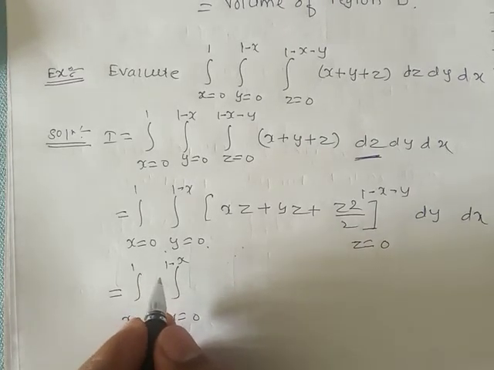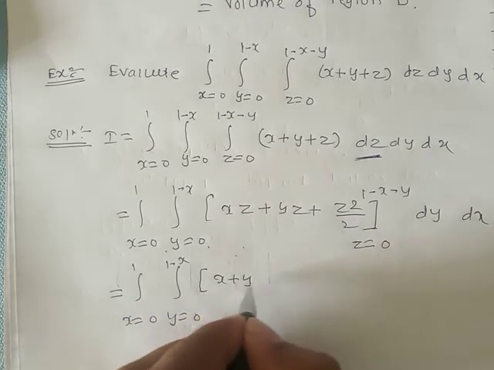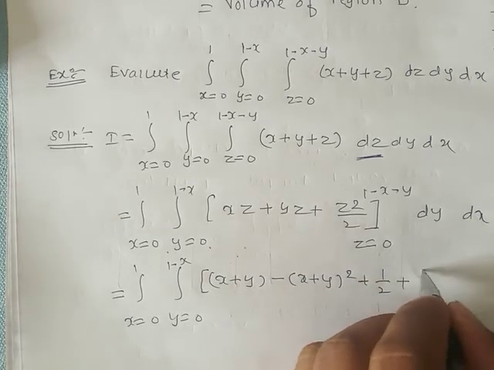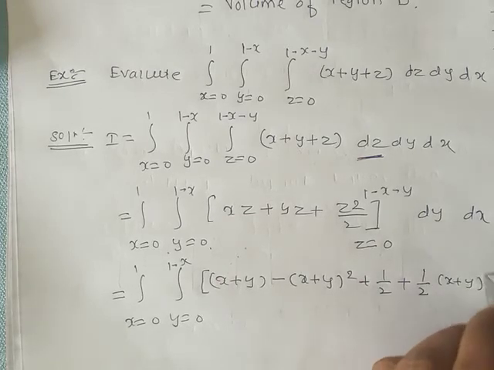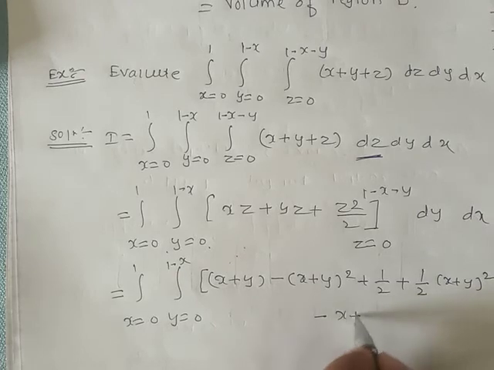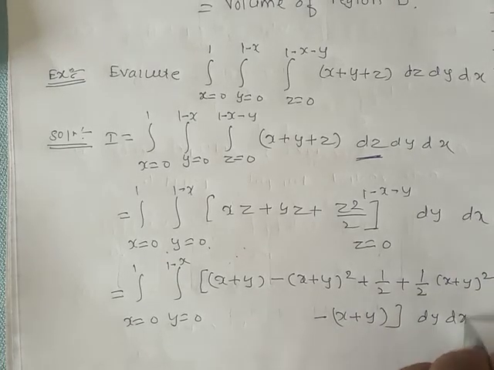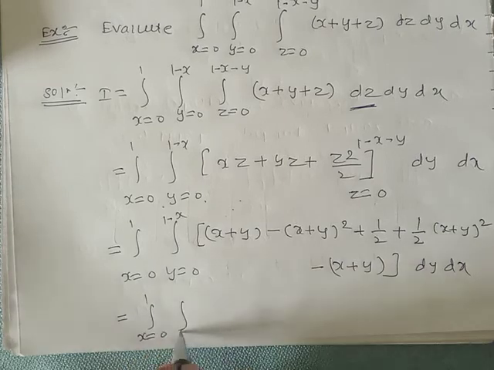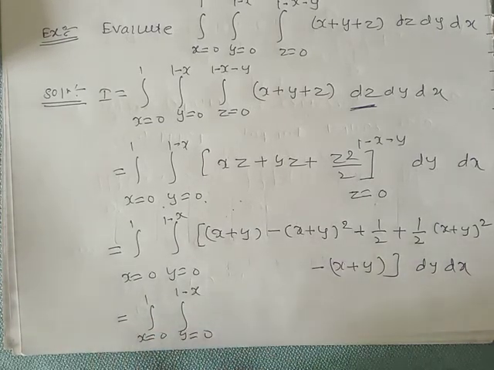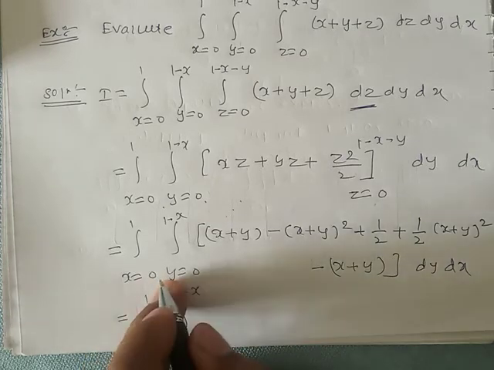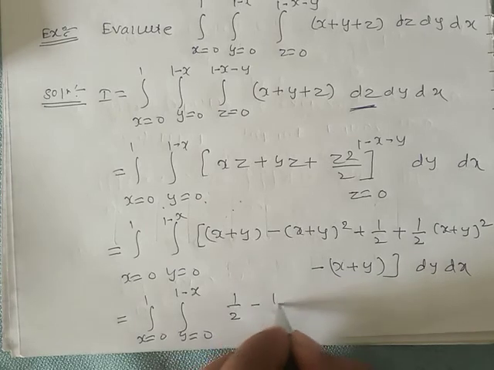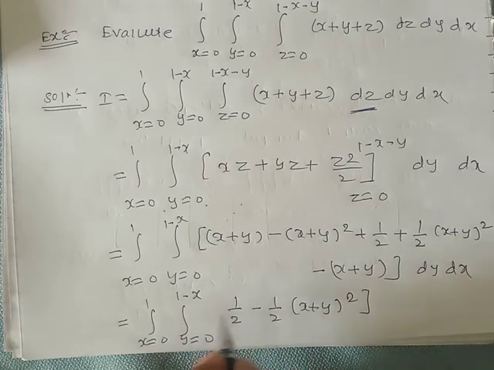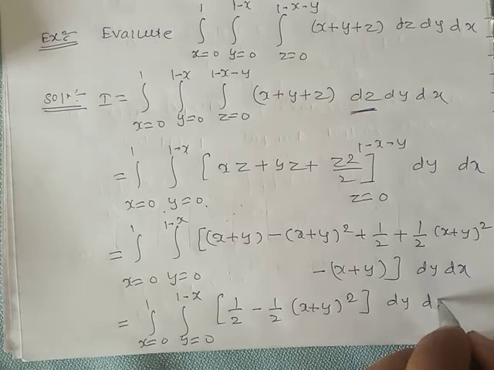So this is equal to x plus y minus (x plus y) bracket square plus 1 by 2 plus 1 by 2 (x plus y) bracket square minus (x plus y) dy dx, which is equal to x equal to 0 to 1, y equal to 0 to 1 minus x, 1 by 2 minus 1 by 2 (x plus y) bracket square dy dx.